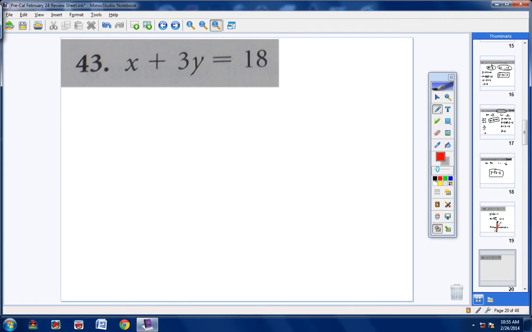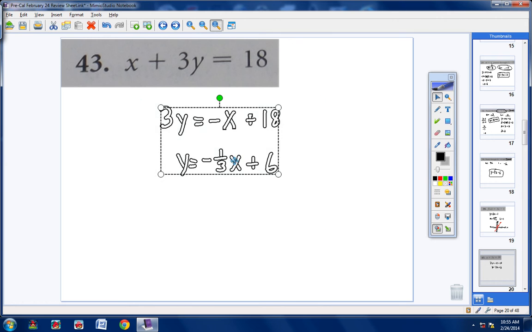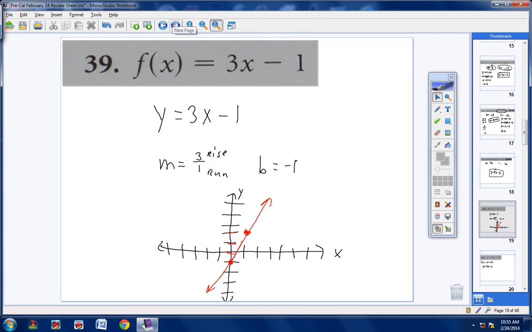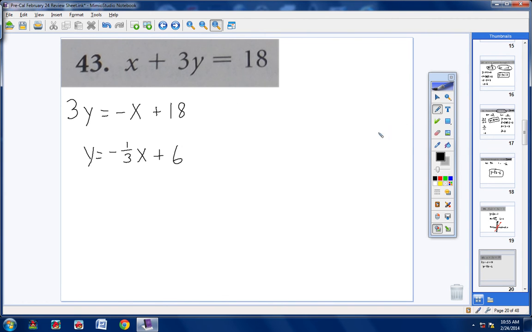Now here on number 43 there's a little work to do. We're going to have to get y by itself, so I would bring the x over and make it a -x. And now divide everything by 3. Don't forget there's a -1 in front of the x, so divide by 3 is -1/3. 18 divided by 3 is 6. So now with that in mind, I know my slope is -1/3. I know my y-intercept is 6, and so I'm going to go ahead and draw my coordinate plane.